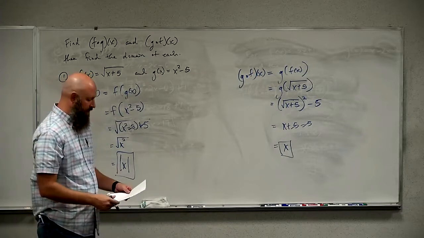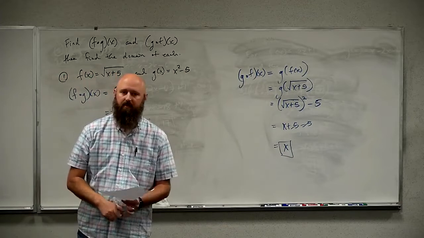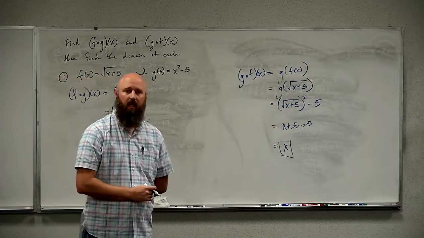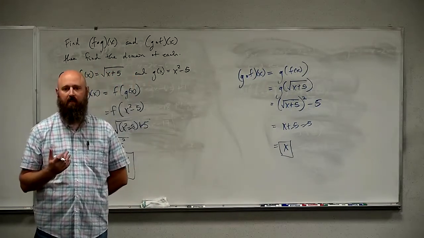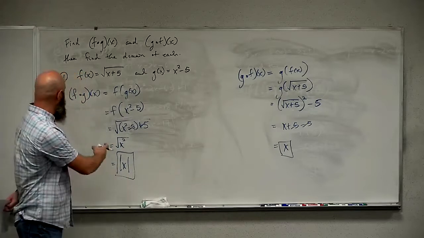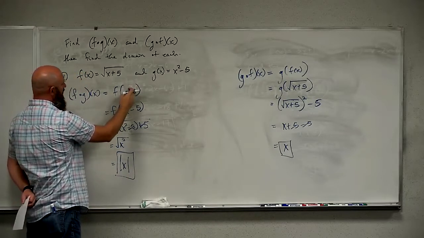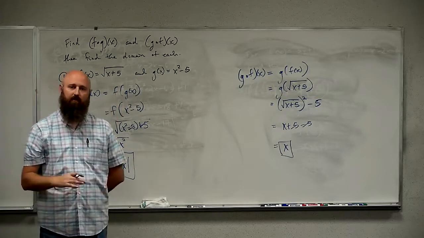Now let's talk about the domain for these. The domain comes from two different parts. If we go back and look at our definition, the domain says that x must be in the domain of the second one, or for this one, our g. So x must be in g, and then g of x must be in f. So we need to look for those pieces.